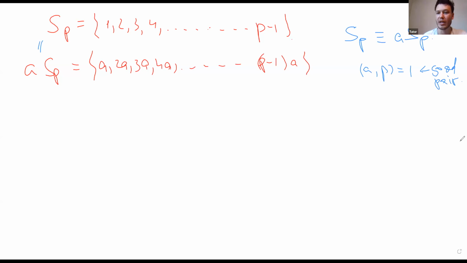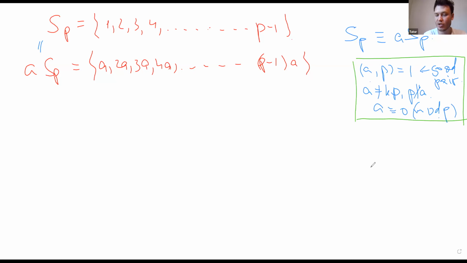So what does it mean for A and P to have greatest common divisor 1? Well, the only divisors P has are 1 and P itself. It means that A is not a multiple of P, so A is not of the form KP, P doesn't divide A, or A is not congruent with 0 mod P. These are all equivalent conditions saying basically the same statement. As long as any of these conditions is satisfied, this is always the case.